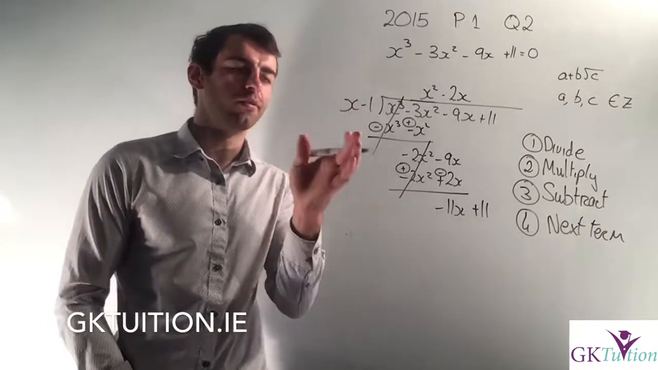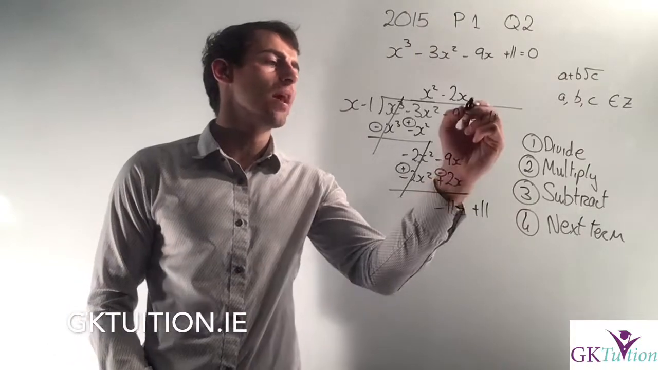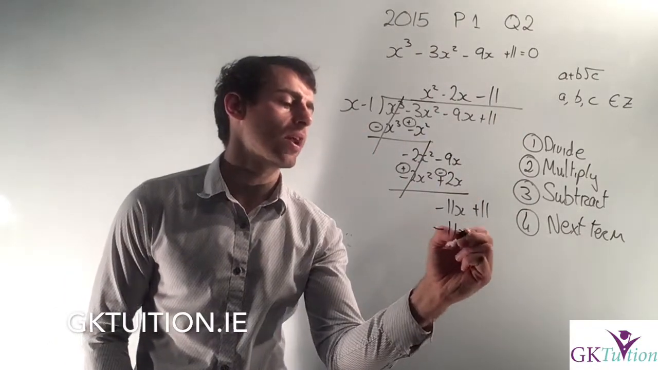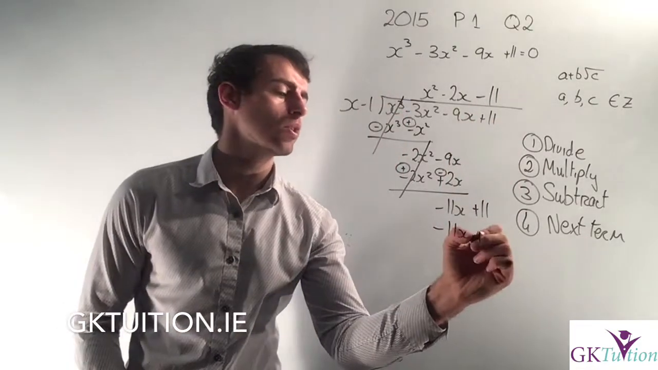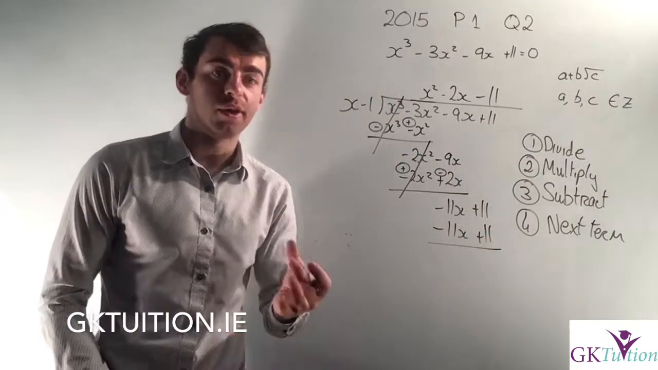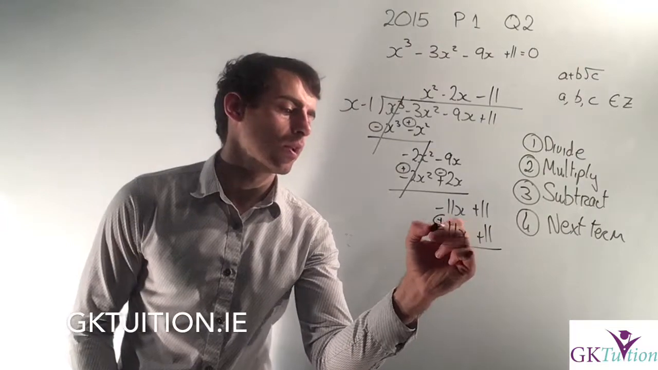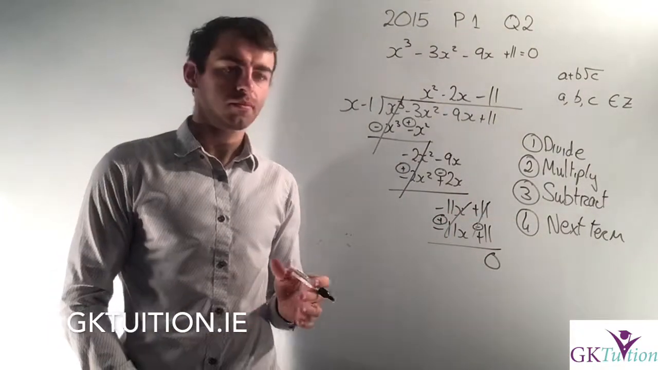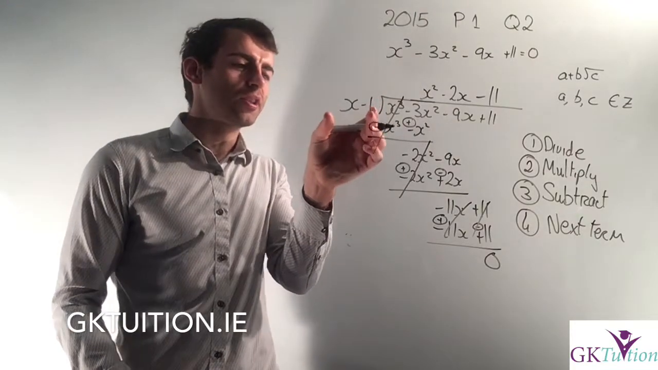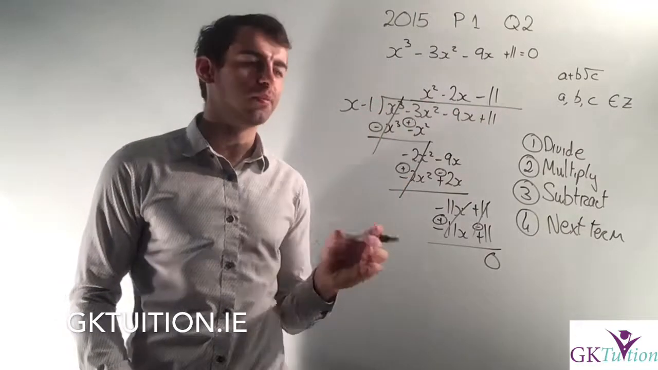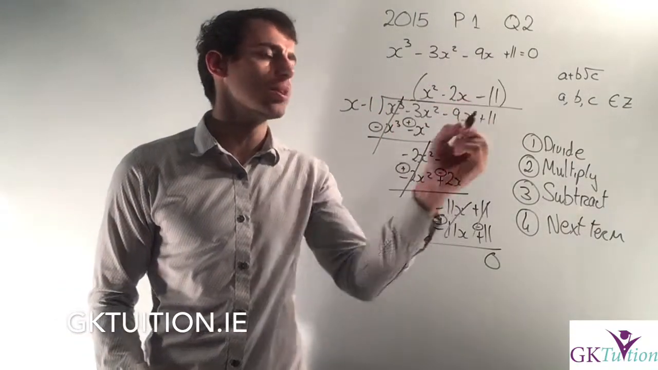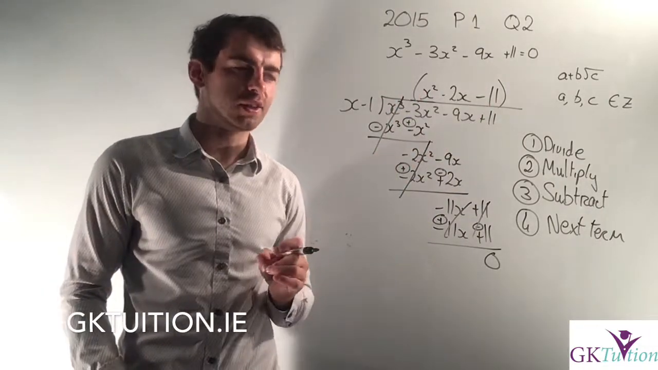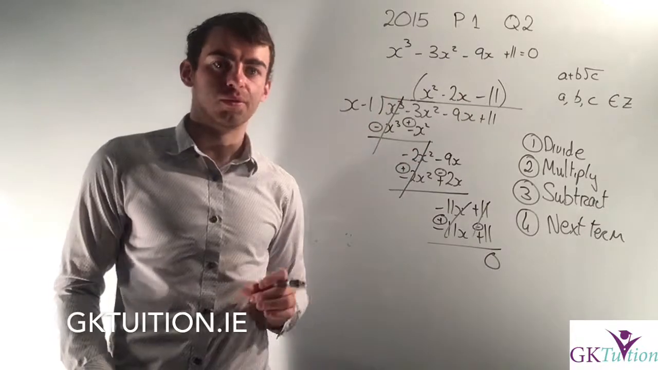Start the process all over again. x into minus 11x is minus 11. Minus 11 by x is minus 11x. Minus 11 by minus 1 is plus 11. And now I can just change my signs. So I get a plus here and I get a minus here. Everything cancels and I'm left with 0. So I divided my original factor x minus 1 into my equation, and I got x squared minus 2x minus 11. So if I solve this quadratic equation, I'll be able to find my other 2 roots.